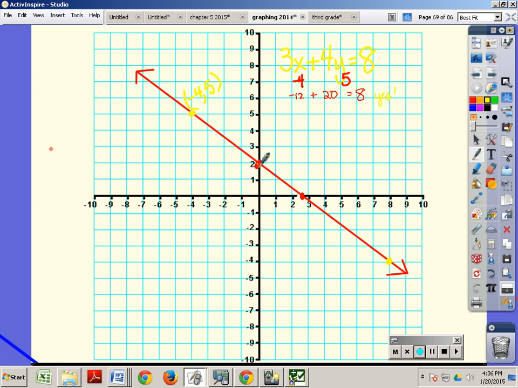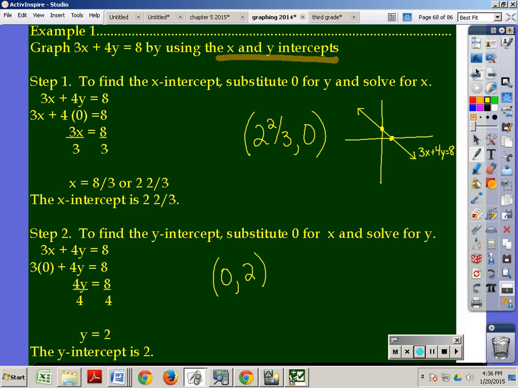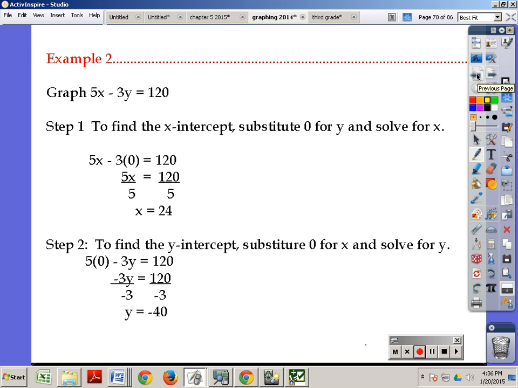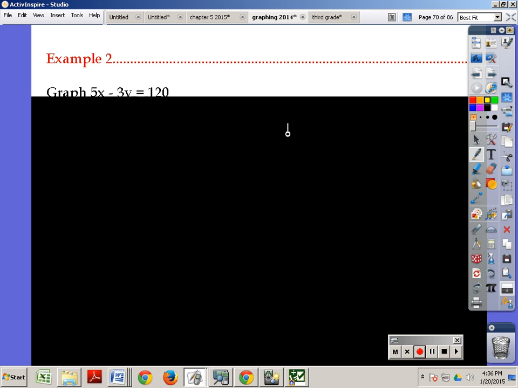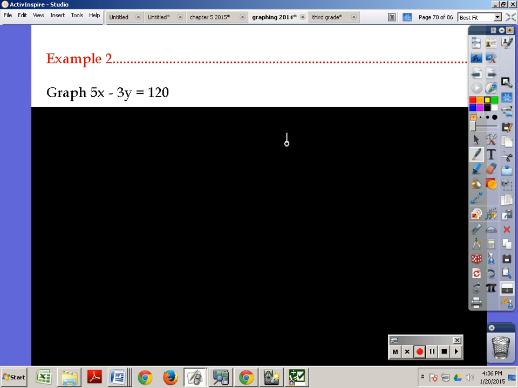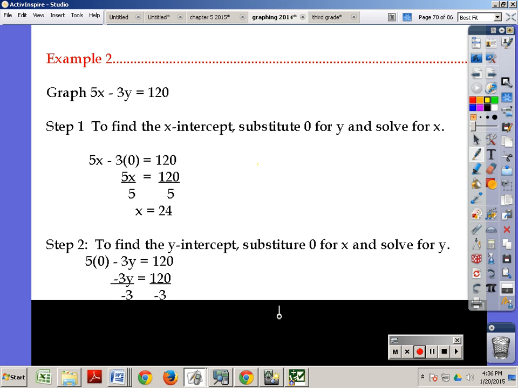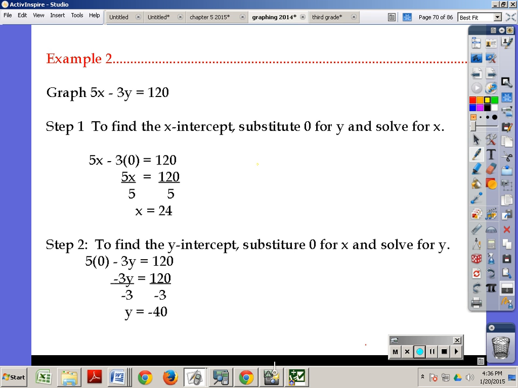Make sure you have all of these notes written down. Then, try this one online. Pause the video and see if you can graph 5x minus 3y equals 120. Check yourself and make sure you have all of this written down.